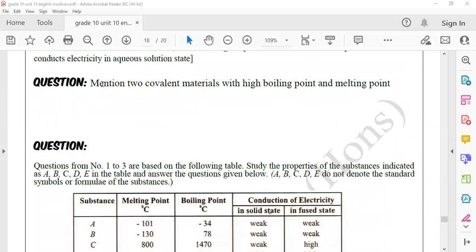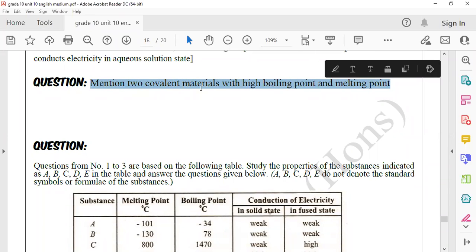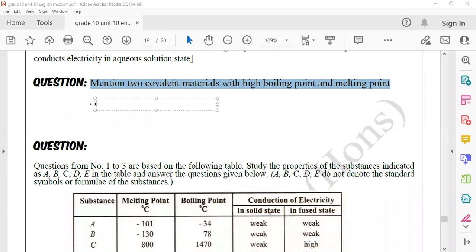Mention two covalent materials with high boiling point and melting point. I already gave you. Normally, covalent compounds are low in boiling point. But the exceptions I gave you, some of these are. So who are those exceptions? Graphite and then... I gave you lattices, correct? Yes, sir, lattices.